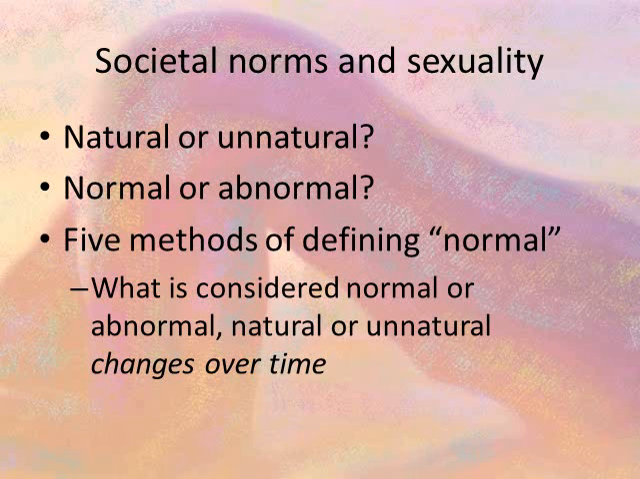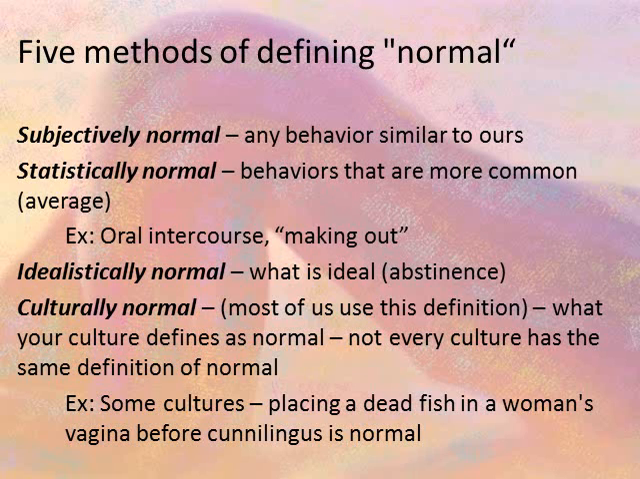Societal norms and sexuality. As I just indicated, culture has a huge effect on one's sexuality. And so there are ways to determine whether or not something's natural or unnatural, normal or abnormal. There are different ways of doing that. You will have an activity later on this semester that looks at norms and values. But for now, we're going to look at how scientists and experts determine normal or abnormal. There are actually five methods for determining whether or not something is normal.